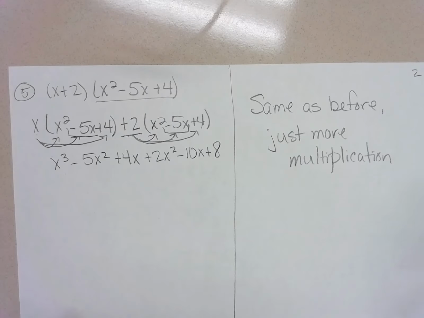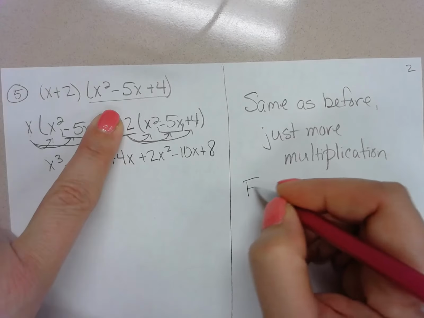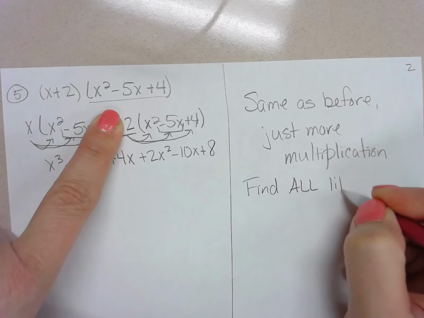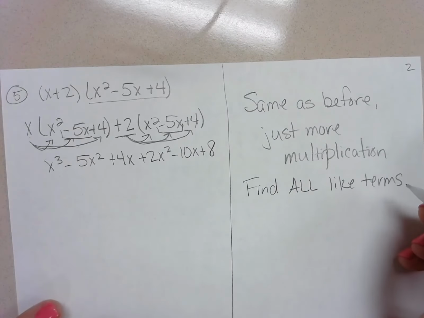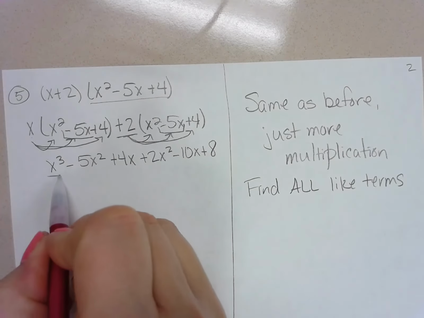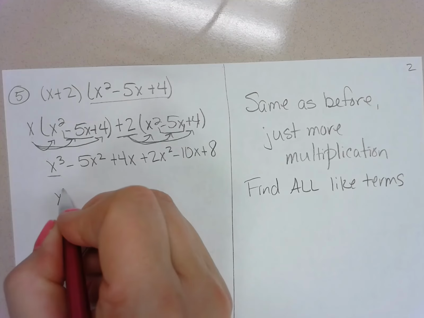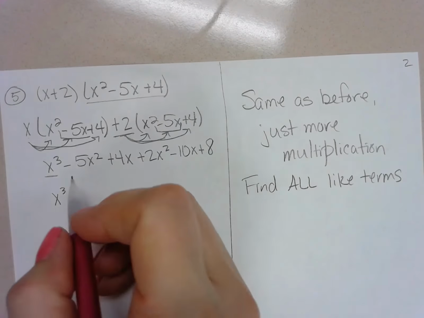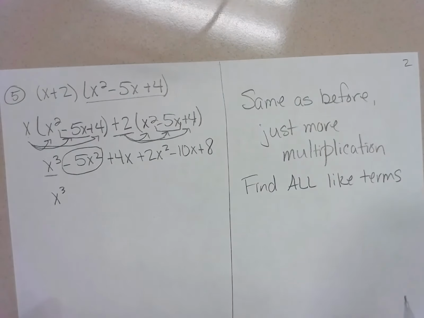Now, because this problem was bigger, because we had a binomial times a trinomial, you're going to have to go find all the like terms. They're not nice and neat and right next to each other. You're going to have to go looking for them. So I have x to the third. I don't have any other x to the thirds in my problem there, so I'm just going to put x to the third in my answer. I'm going to circle it because I like to keep straight everything I've done.